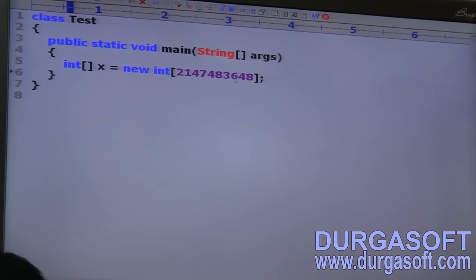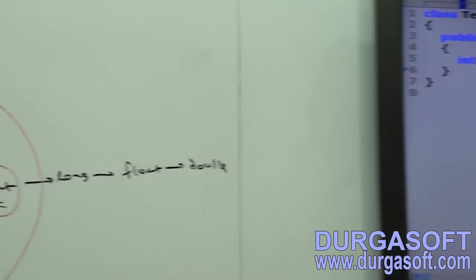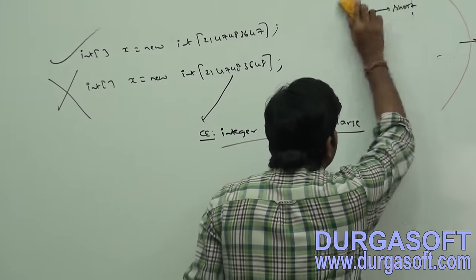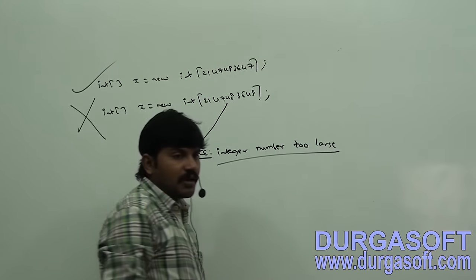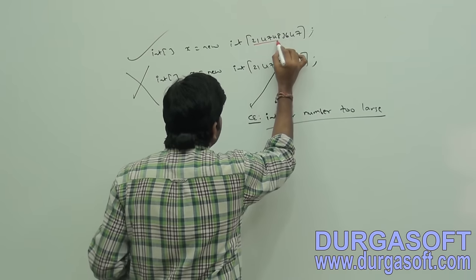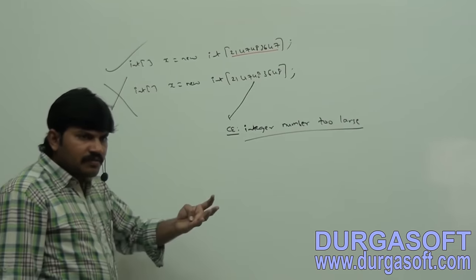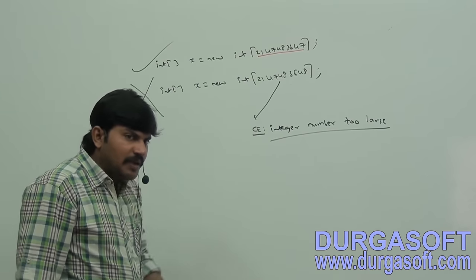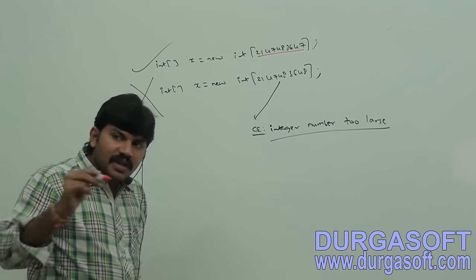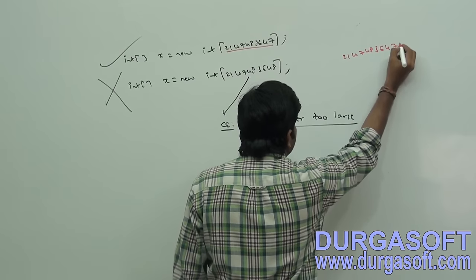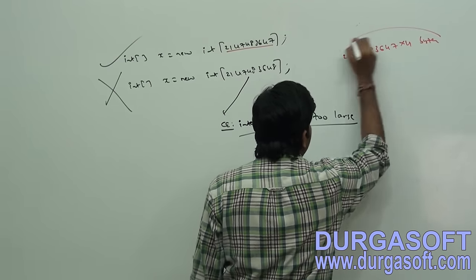Now, here I have another small clarification. Just observe. The first one, either valid or invalid? Valid. But maybe there is a chance of problem even in the first case. It doesn't mean you will compulsorily get it. What is the problem? We need to represent 2147483647 int values. Each int value takes how many bytes? 4 bytes. Then how much memory is required to create this array? 2147483647 times 4 bytes of memory is required.